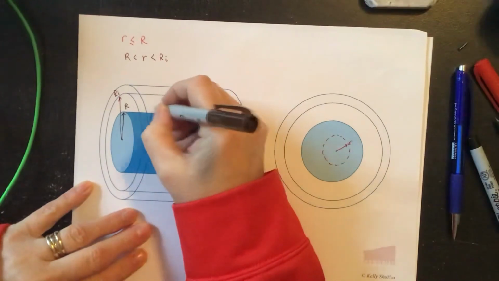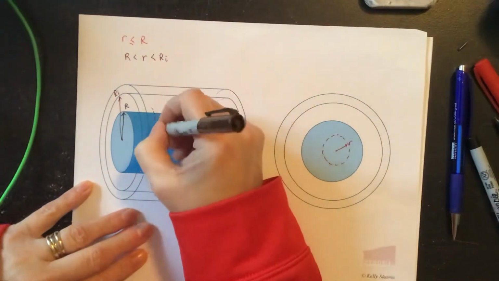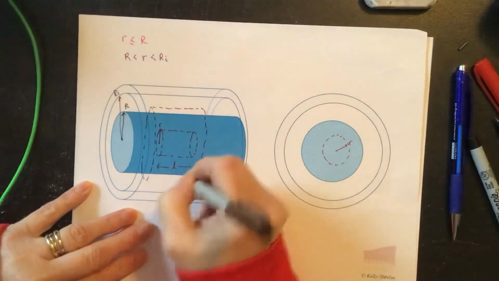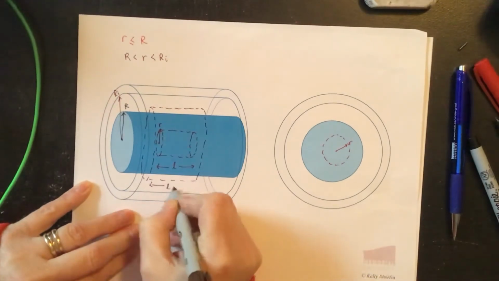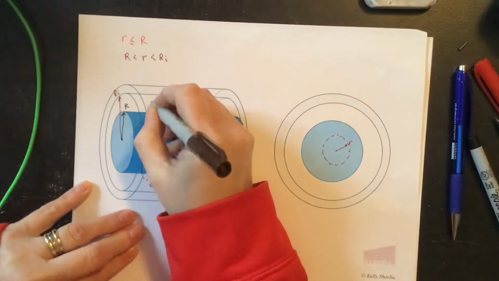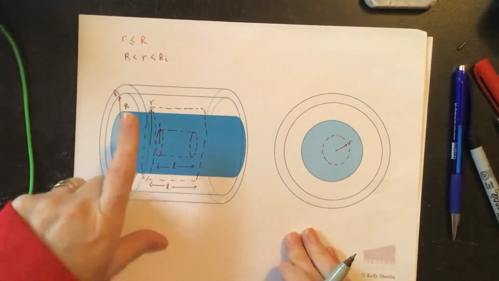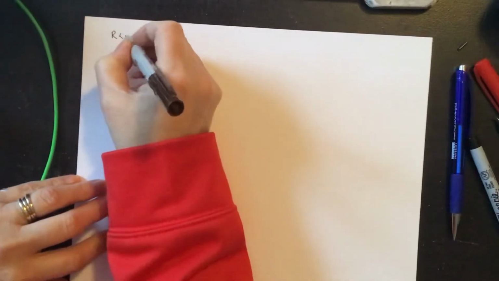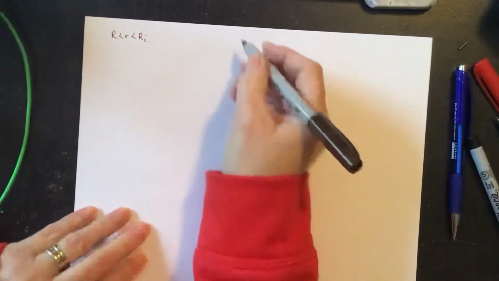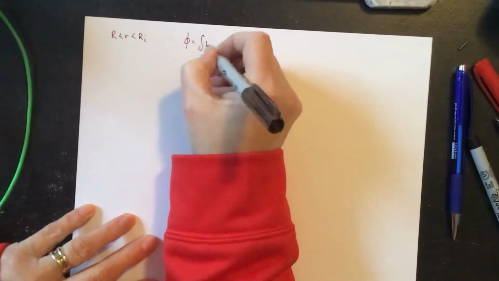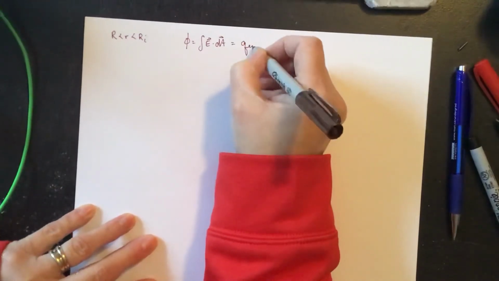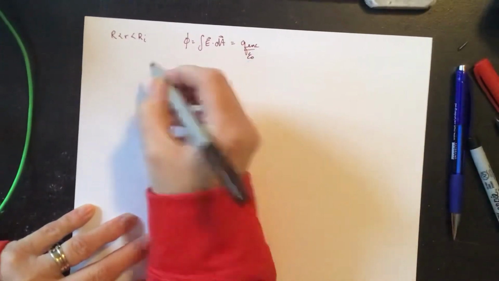So this time our Gaussian surface is going to be another cylinder. It's got length L and radius r. Now we're going to use this as our Gaussian surface and apply Gauss's law. Gauss's law says that the net electric flux is the integral of E dot dA. We know that this is E times 2 pi r L equals Q enclosed over epsilon naught. We have to find our Q enclosed.